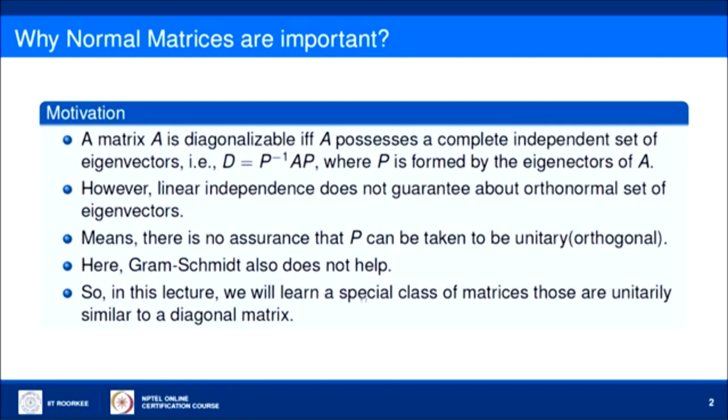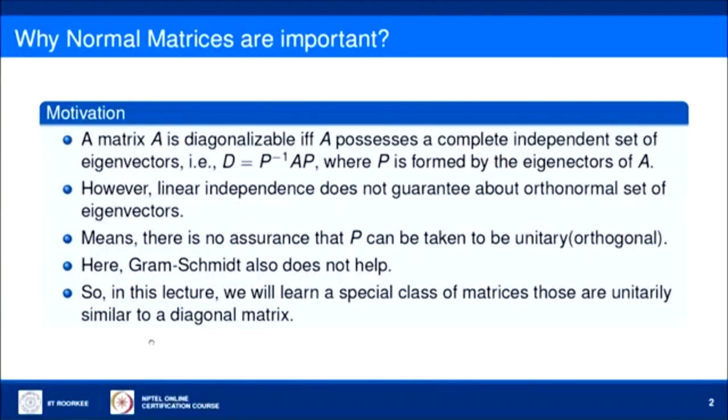So in this lecture we will learn a special class of matrices, as I told you. Those are unitarily similar to a diagonal matrix. So you know that if I have a matrix A and it is diagonalizable, I can find a model matrix P such that A equals P D P inverse, where P comes from the eigenvectors of A and D is a diagonal matrix. Now unitarily similar means the matrix P is a unitary matrix. Unitary matrix means P star, that is the conjugate transpose of P, times P equals P times P star equals the identity matrix.